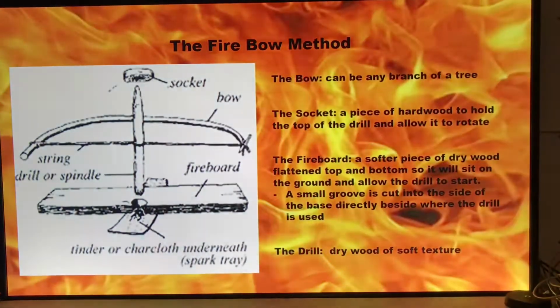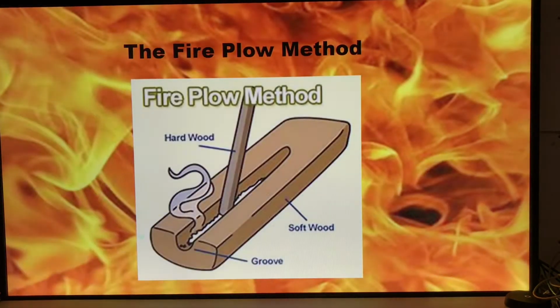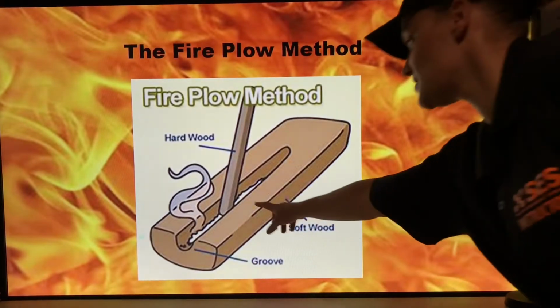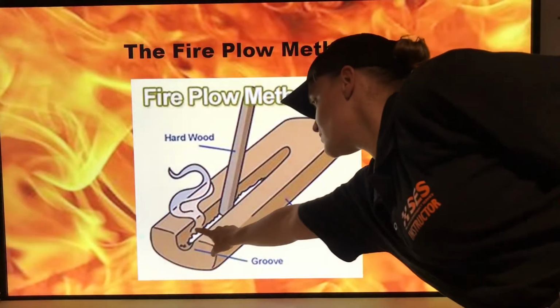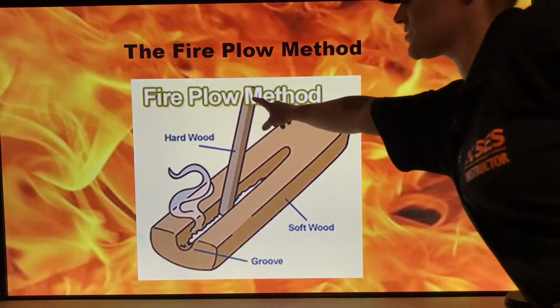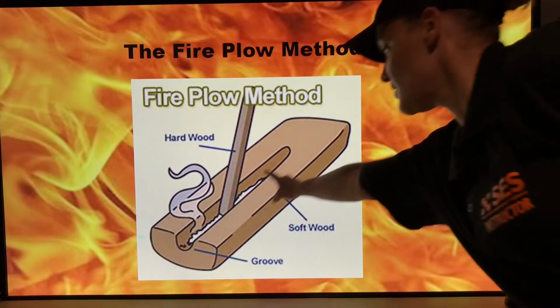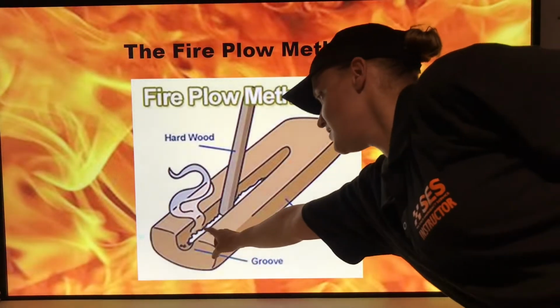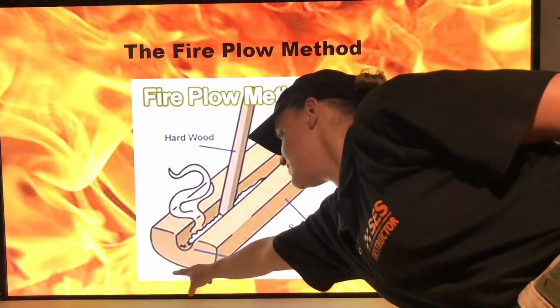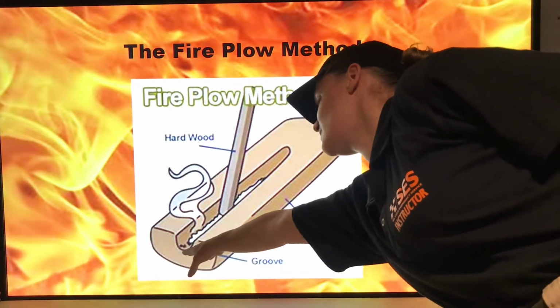And I'll just run through the plough method as well, so we don't have to come back in. Same sort of thing, fire plough method, so you've got a soft wood on the bottom, same as the bow drill method, which you've made a little groove in. You've got your hardwood at the top, and you basically just rub it backwards and forwards, creating friction and heat, and little shavings will fall off onto the end. You should have your tinder and your char cloth or whatever it is down here.